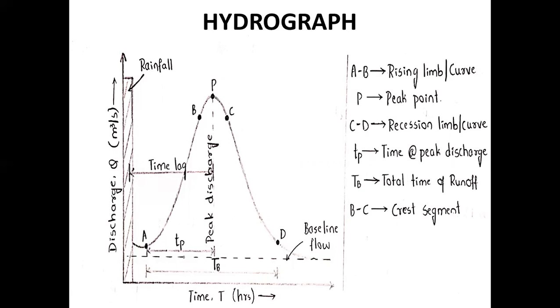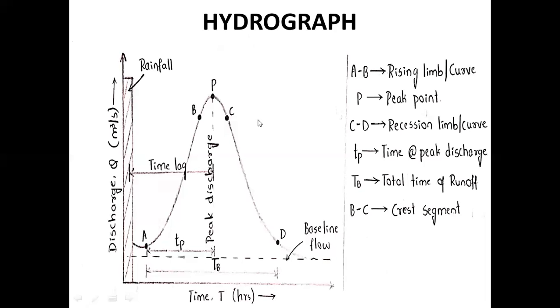Then CD is the recession limb. Then TP is the time to peak discharge, the time taken from the start point to reach the peak discharge. If the rainfall is fast, if the time taken is shorter, then the peak is reached quickly. Then TB, from the start point A to the end, is the total time of runoff.